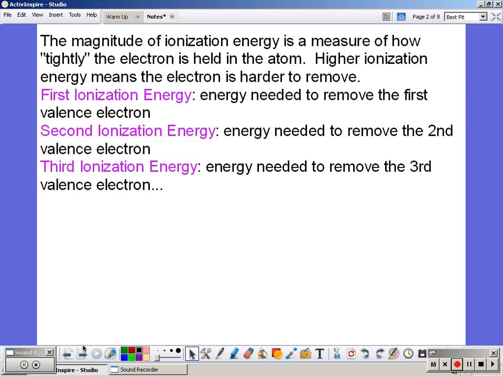First ionization energy refers to the energy needed to remove the first valence electron. Second ionization energy refers to the energy needed to remove the second electron. Third ionization energy is the energy needed to remove the third electron, and so on. So you can continue to remove electrons. As you continue to remove electrons, though, it should be getting harder to remove them because of the increased effective charge attraction of the nucleus.